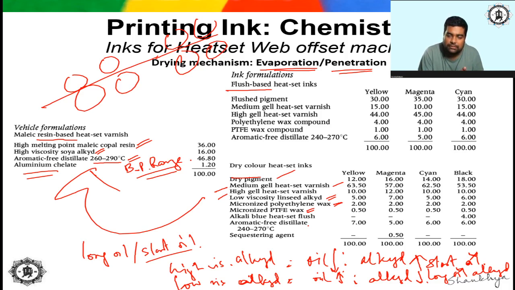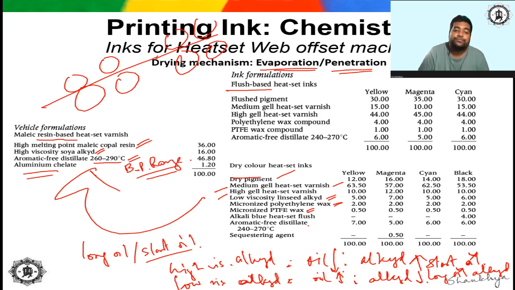Newspaper, SNP, like that. But what is the surface on which heatset inks are used? Maybe GNP, maybe gloss art, or maybe gloss web. When the gloss or the coefficient of friction is quite low in your substrate, we need to improve the surface property of the ink as well, so that it does not get rubbed off from the printed surface of the substrate. That is why we add wax in all these inks.